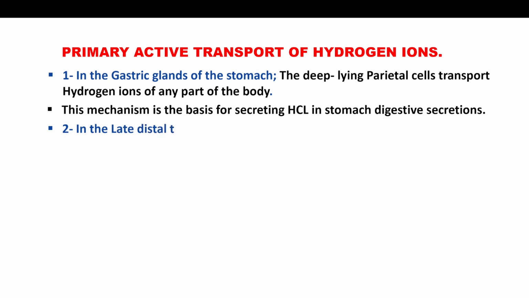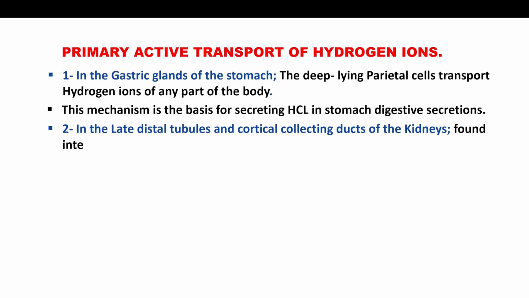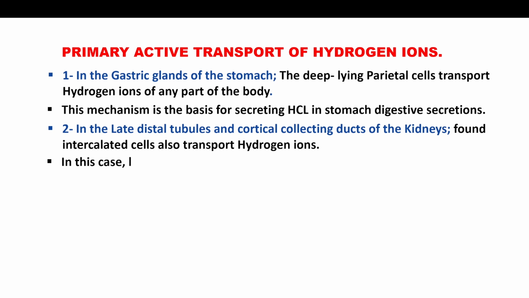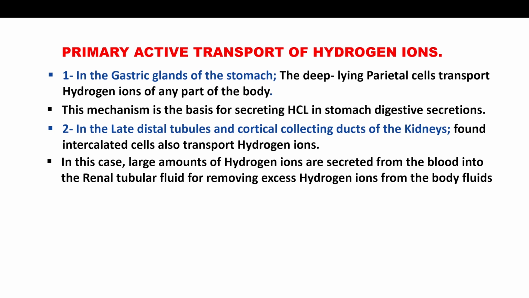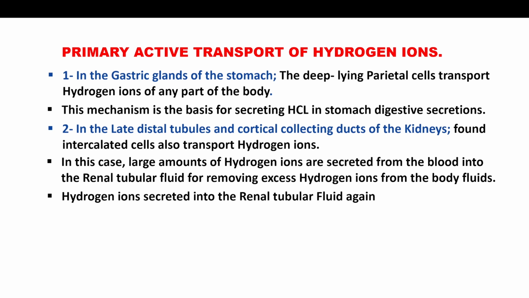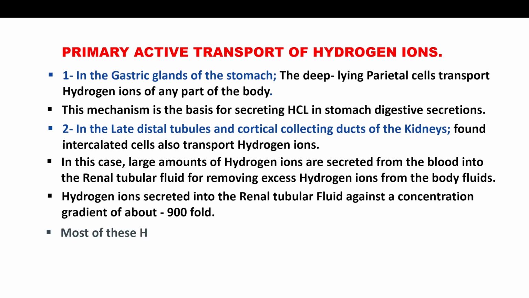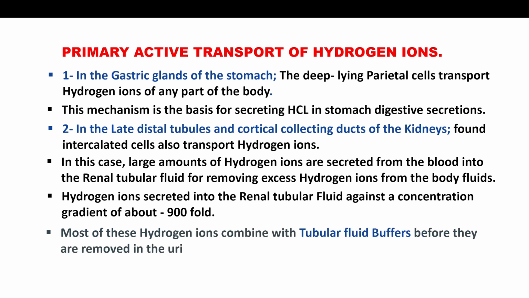2. In the late distal tubules and cortical collecting ducts of the kidneys, special intercalated cells also transport hydrogen ions. In this case, large amounts of hydrogen ions are secreted from the blood into the renal tubular fluid for removing excess hydrogen ions from the body fluids. Hydrogen ions are secreted into the renal tubular fluid against a concentration gradient of about 900-fold. Most of these hydrogen ions combine with tubular fluid buffers before they are removed in the urine.